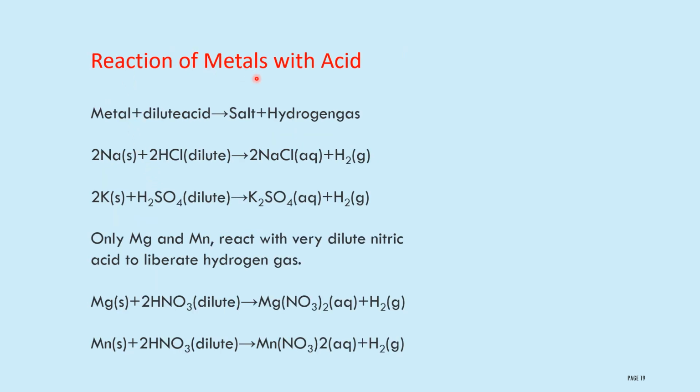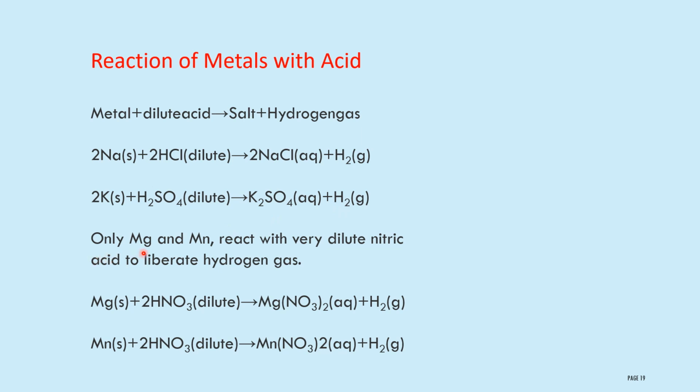Reaction of metal with acid. How do metals react with acid? Let us discuss here. Metal reacts with dilute acid, you will get salt plus hydrogen gas. Sodium reacts with dilute HCl, hydrochloric acid, you will get sodium chloride plus H2. Potassium reacts with dilute sulfuric acid, H2SO4, you will get potassium sulfate plus H2.